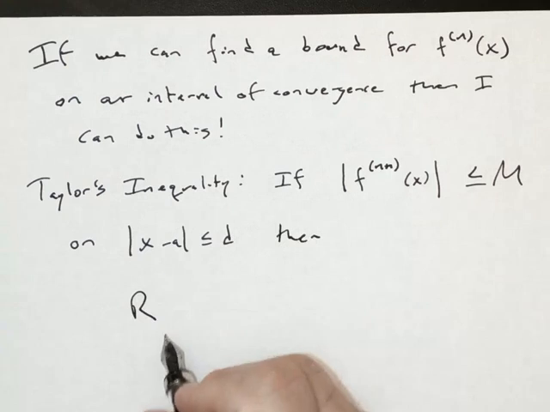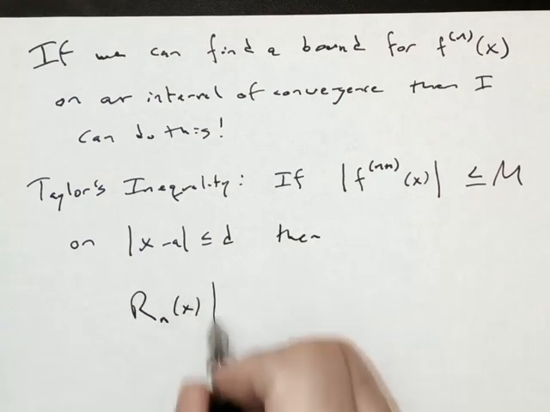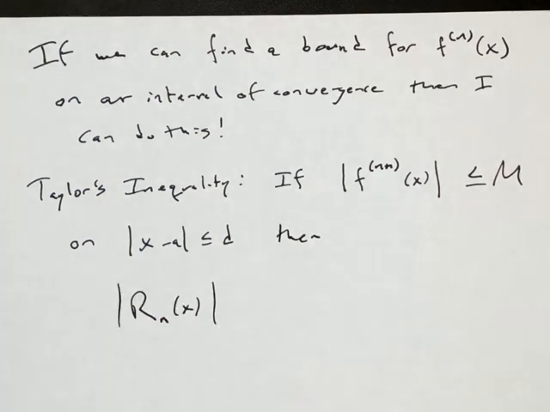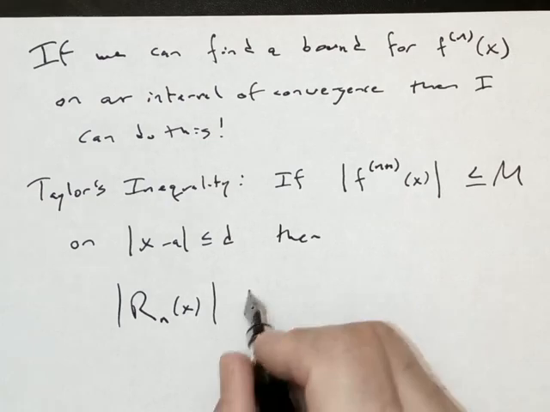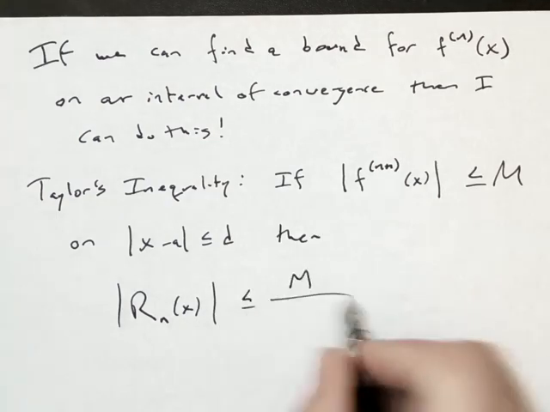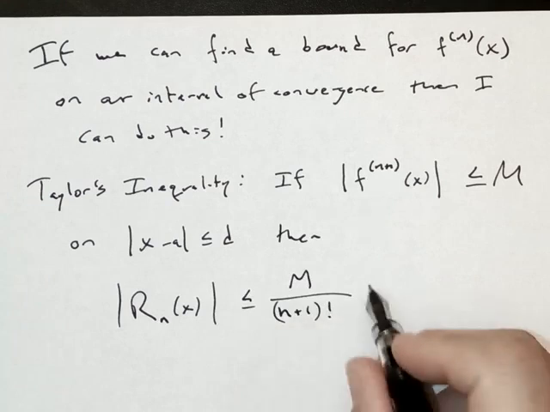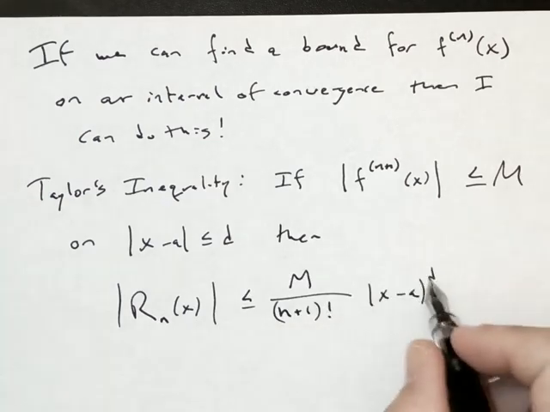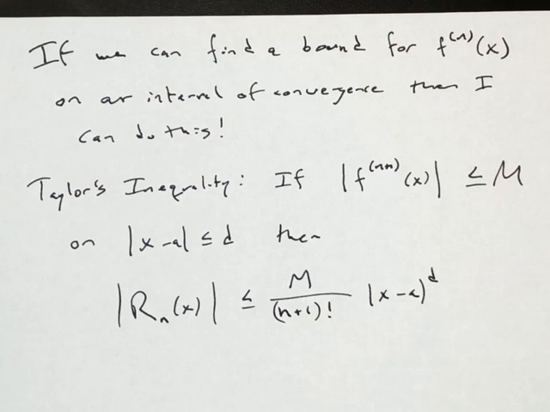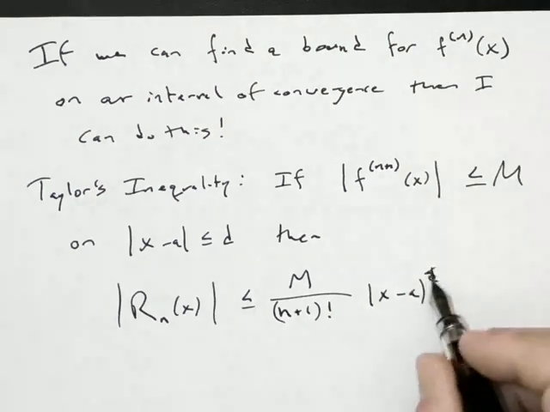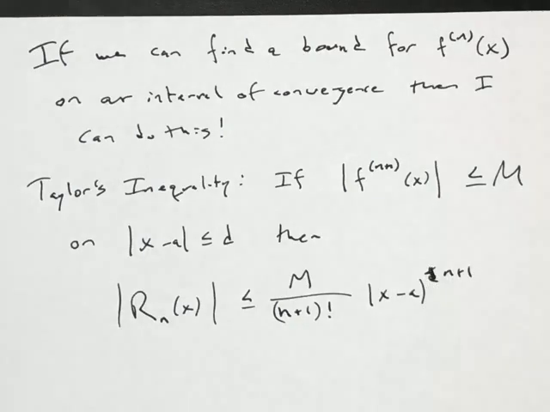the remainder, wait a minute, I've heard that term before. The remainder is everything from the n plus 1 term on, and it must be less than or equal to M over (n plus 1) factorial times (x minus a) to the n plus 1 power. Oop, not d-th power, n plus 1 power. I've got to copy this down properly, sorry.